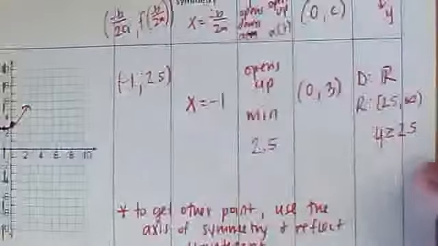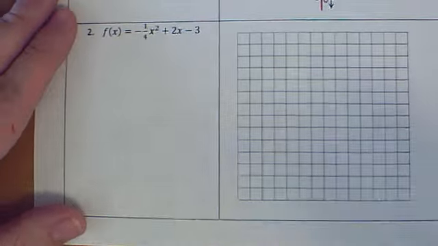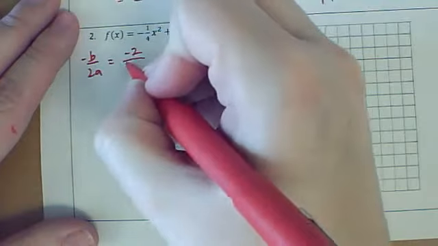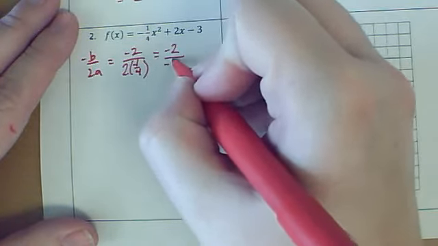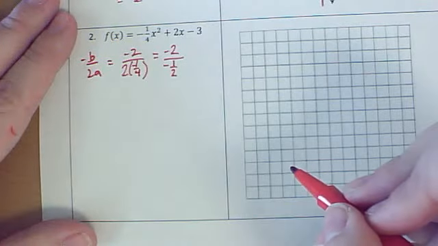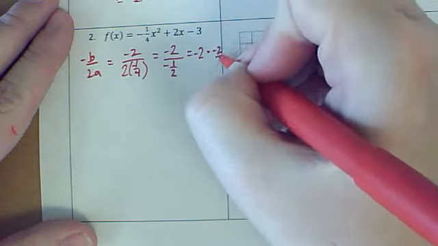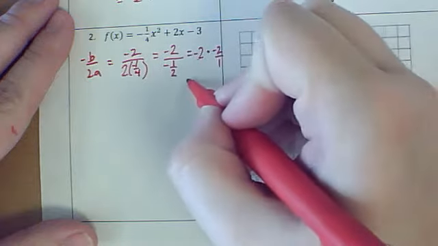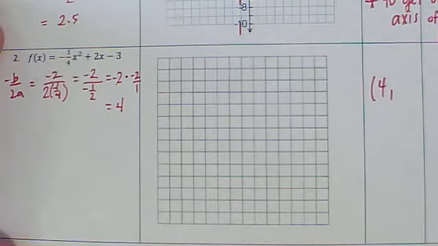Hopefully by now you're understanding what domain and range are. Alright, so let's look at the second example. The way you need to start with this is doing negative b over 2a again. So I'm going to have negative 2 over 2 times negative 1/4. So this is negative 2 over negative 1/2. Remember, when you divide by a fraction, you flip the second and multiply. So if I flip negative 1/2, it becomes negative 2 over 1. So now you have negative 2 times negative 2, which is positive 4. So there's the x value of the vertex.